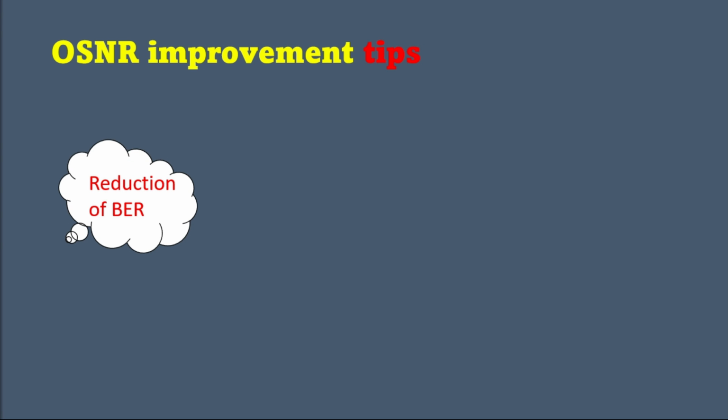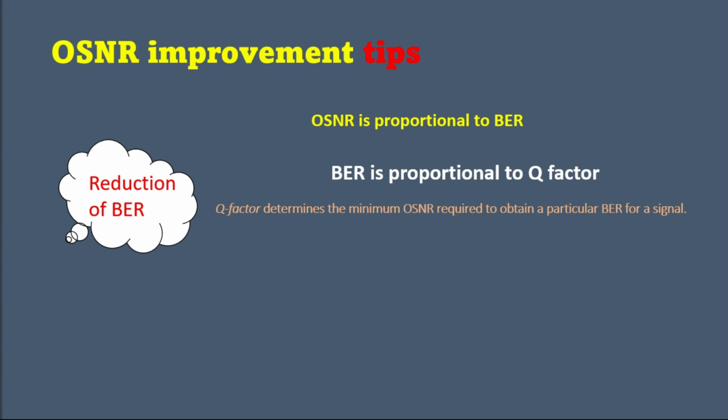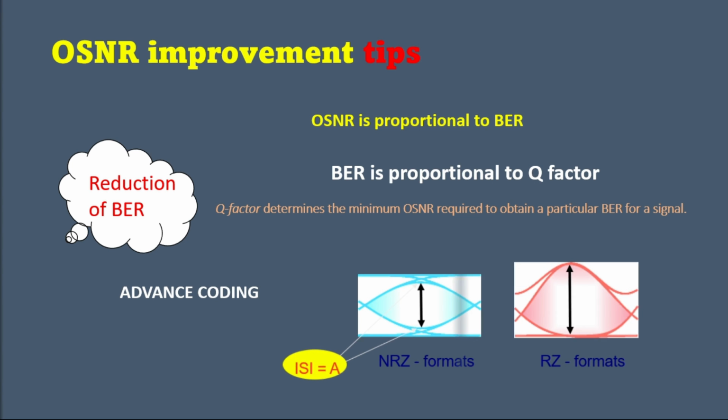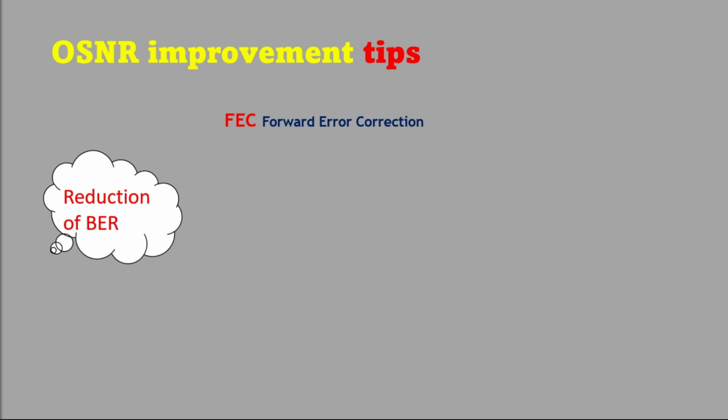Next is reduction of B. Because OSNR is proportional to B, and B is proportional to Q factor, it is determining the minimum OSNR required to obtain a particular B for a signal, which can be increased by advanced coding improvement. For example, return to 0 is more robust to degradations due to higher inter-symbol interference than non-return to 0 coding. Typically return to 0 introduces 1 to 3 decibels of receiver sensitivity increase over non-return to 0 equivalents, and that increases the Q factor. Next is use advanced forward error correction.